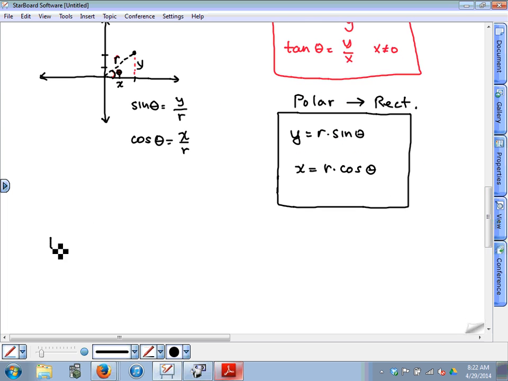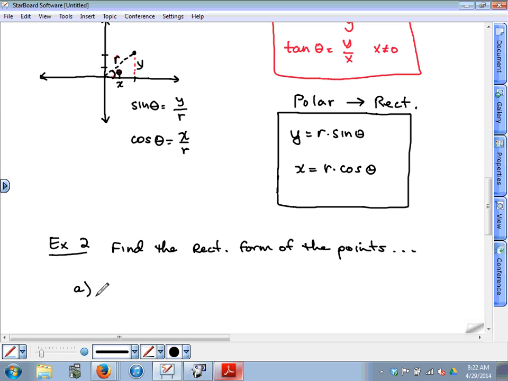So here's example 2. Find the rectangular form of the points. So here's part A. And let's do the point (4, 2π/3).